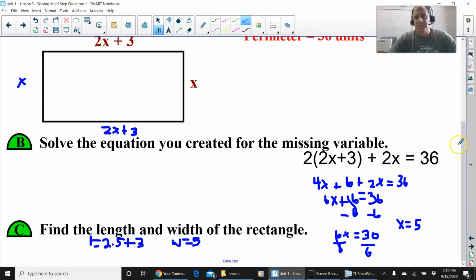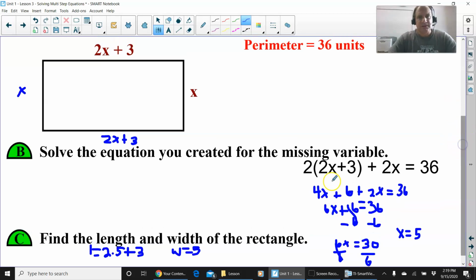Okay, so we have 2x plus 3, two sides of that, so I put 2 times 2x plus 3, plus 2x because there's x here and x here, I added the 2 x's up, equals 36 because it says that the perimeter is equal to 36. When I did distributive property, I had 2 times 2x, which is 4x, and 2 times 3, which is 6, plus 2x equals 36. I combine like terms, the 4x and the 2x is 6x plus 6 equals 36. You subtract 6 on both sides, you get x equals 5.